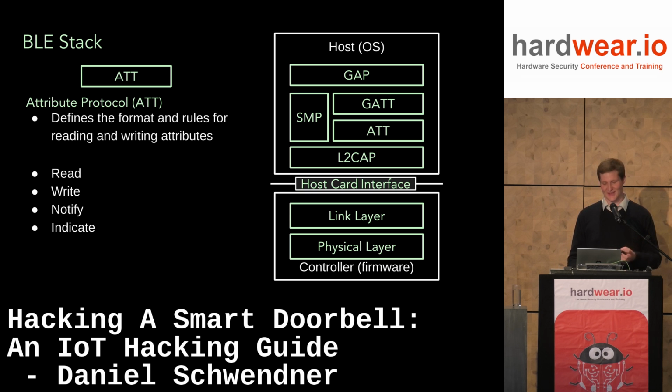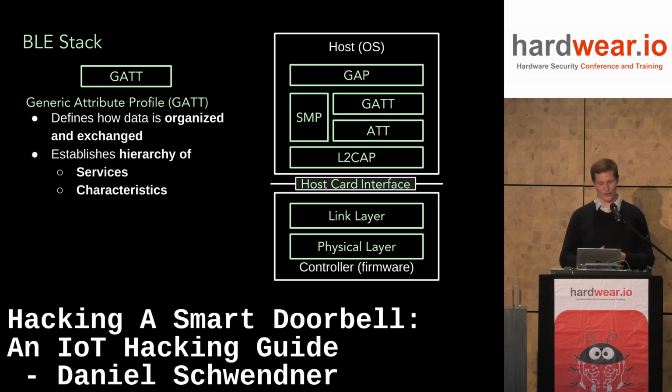Now that we know how to access the data, we still need to structure it. And that's what the generic attribute profile does. So in short, it's GATT. You can compare it a bit with an HTTP server, where your data is organized in a hierarchical structure. So for GATT, you have services and characteristics. A characteristic is one value that you can write to, and a service groups multiple of these characteristics together.